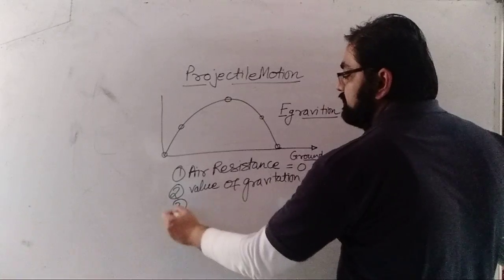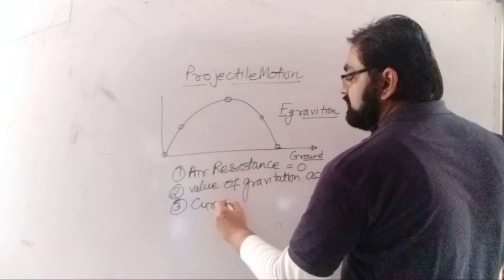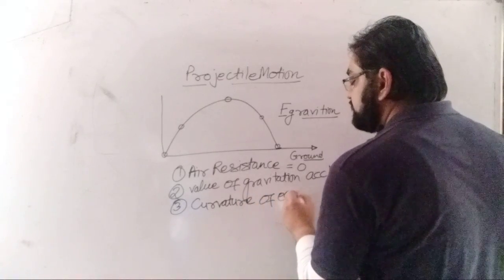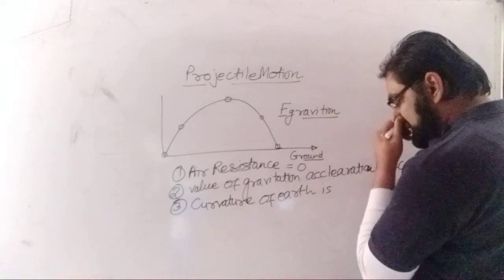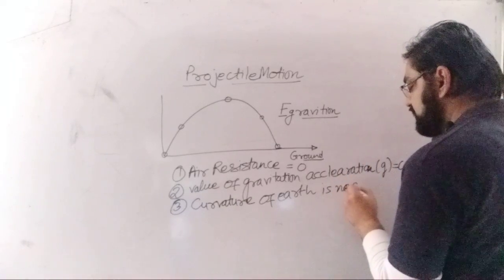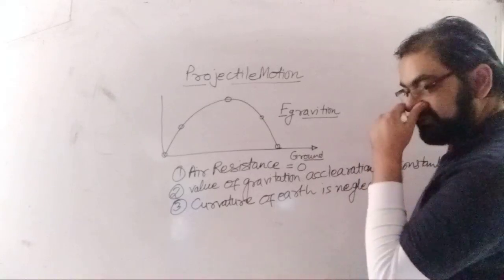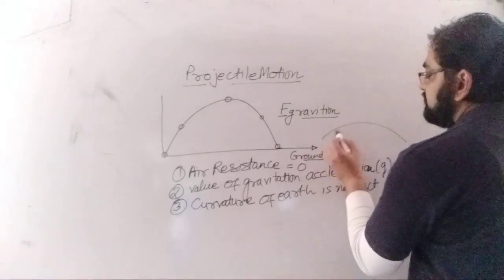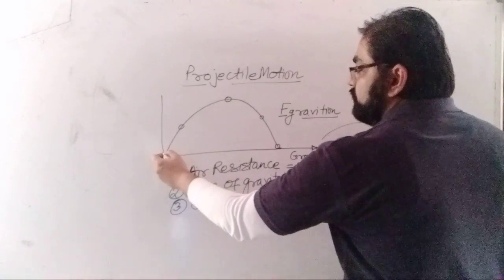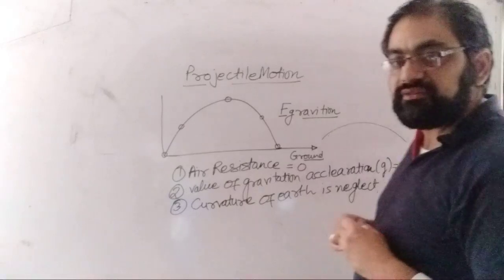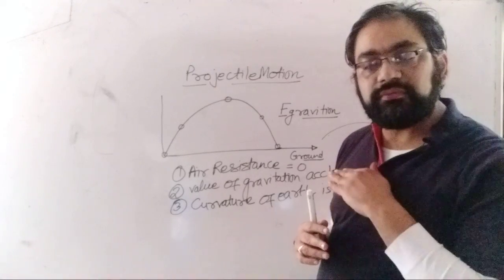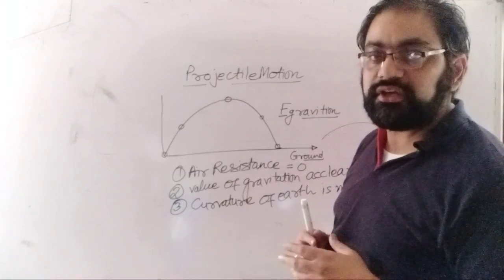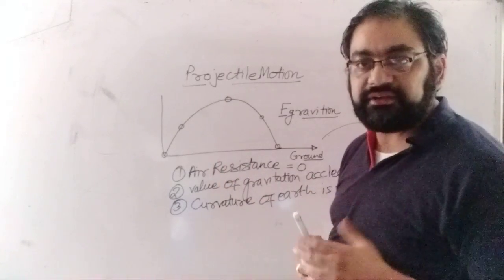Third point, curvature of the earth is neglected. This is another important concept we have to keep in mind. We know that the earth is spherical and has some curvature, but during projectile motion we follow that the surface of the earth is always flat. We are not going to consider it as a curved body, so we have to take it as a flat body.